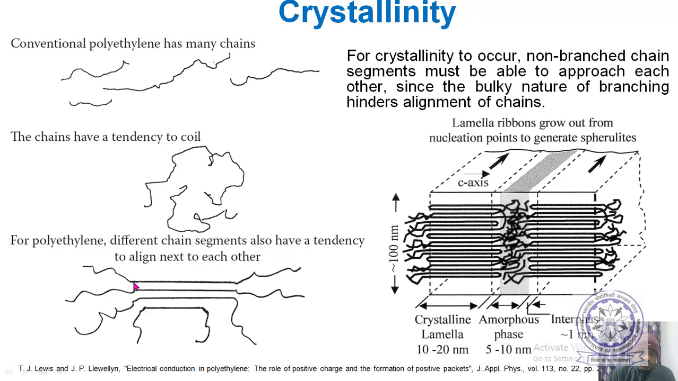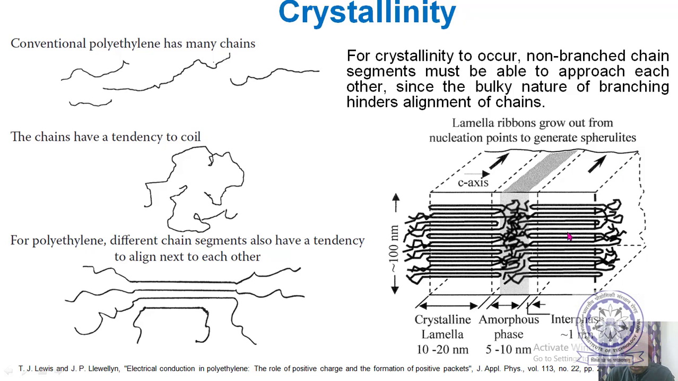So here this structure looks like a crystalline structure, systematic. But this structure is amorphous structure. So for crystallinity to occur, non-branched chain segments must be able to approach each other, since the bulky nature of branching hinders alignment of chains. So this is how you can see the crystalline structure, and lamella ribbons grow out from nucleation points to generate spherulites. I will show you in the next slide what is a spherulite.